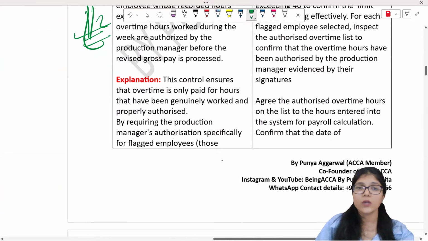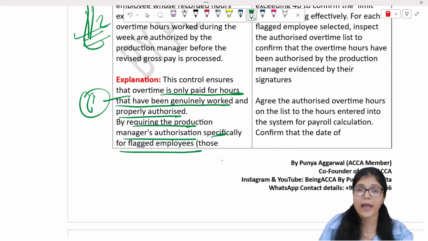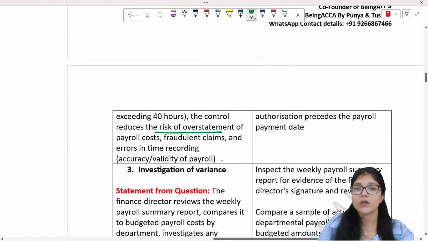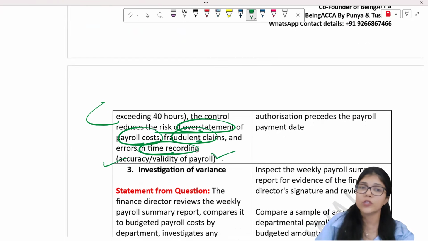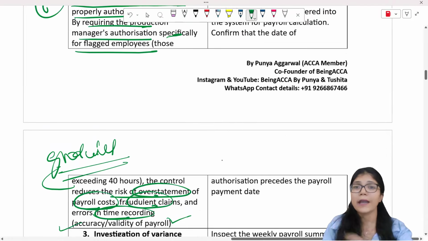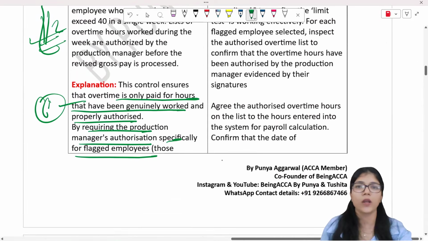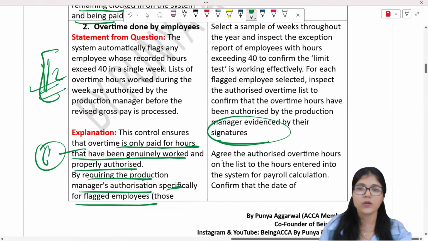Explanation: This control ensures that overtime is only paid for hours that they have genuinely worked. So that means you are paying correctly, with no increased costs, and properly authorized by requiring the production manager's authorization specifically for flagged employees. The control reduces the risk of overstatement of payroll costs, fraudulent claims, errors in time recording, and affects the accuracy and validity of payroll. You can also talk about the goodwill of employees over here if you want to, right? And the test of control would be that you can review the signatures of the production department manager to see if he has genuinely authorized or not. So you can see his signatures over there.